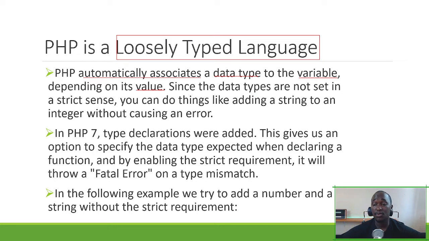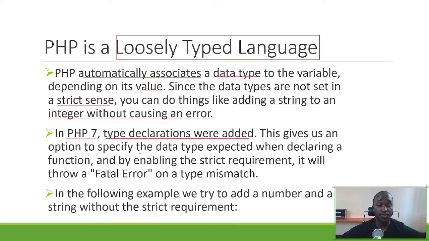Now, this also brings another problem. Since the data types are not set in a strict sense, you can do things like adding a string to an integer without causing an error. So we're going to see an example of that. However, in PHP 7, type declarations were added.